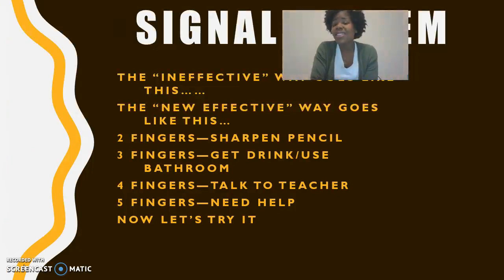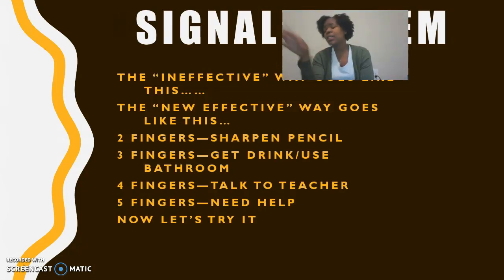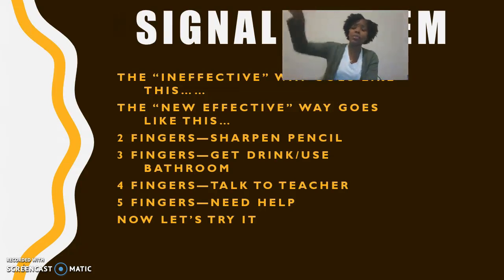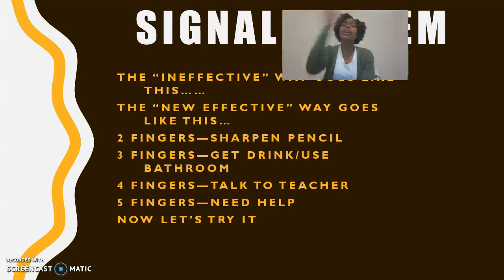An example of a signal system. Now again, you don't have to use this exact one, but this is just an example. If you're ineffective, it'll be just like, okay, we're about to get started. Oh, I need to sharpen my pencil. I have to go to the restroom. I need Miss Parker. Everybody's just doing everything all at one time. That's ineffective. For an effective teacher, if they need to sharpen their pencil, 2 fingers.